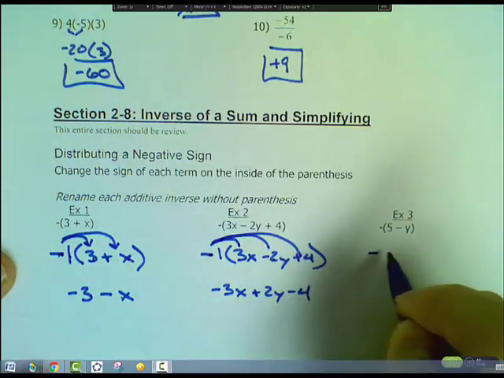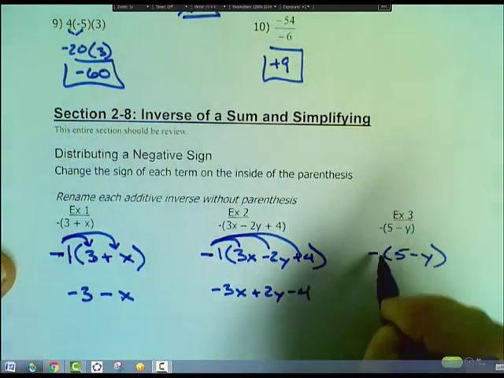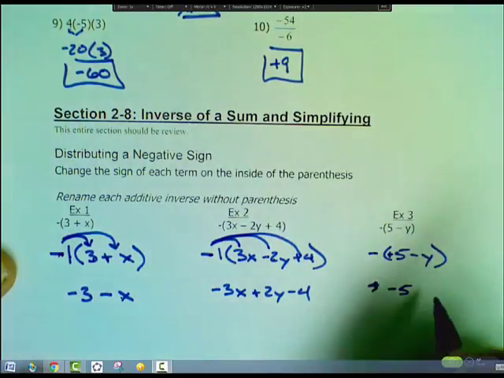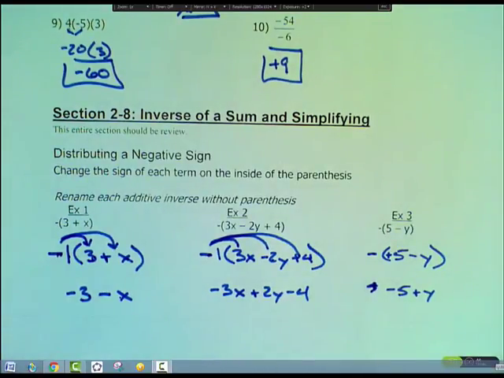Okay. Last example here, we have the opposite of 5 minus y. The opposite of positive 5 is negative 5. The opposite of negative y is positive y. Okay.